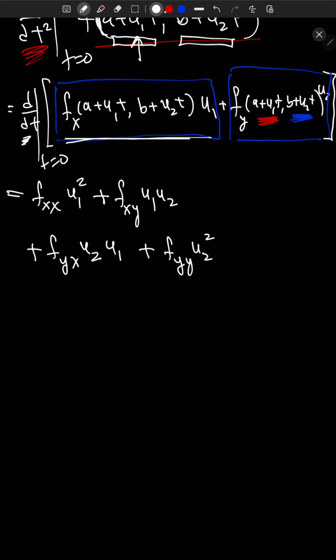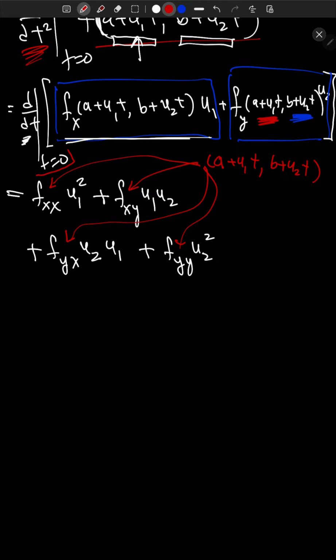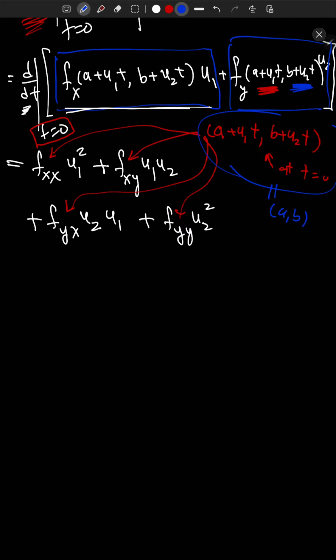Okay, all of this is evaluated for my functions, this one, this one, this one, and this one is evaluated at a plus u1t, comma b plus u2t. But remember, I'm interested in t equals 0, right? And I've finished differentiating, so I'm allowed to plug in t equals 0 here. So obviously, at t equals 0, all this business is just a comma b.